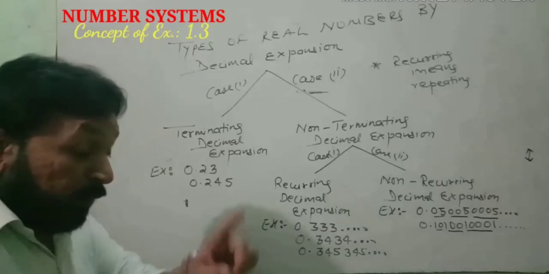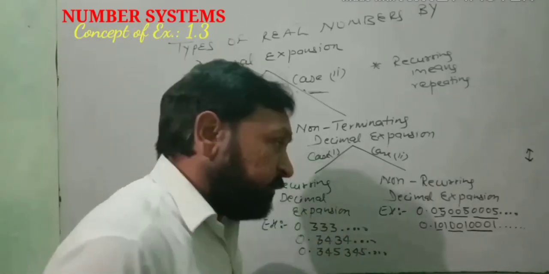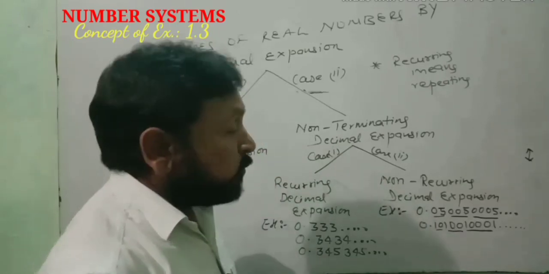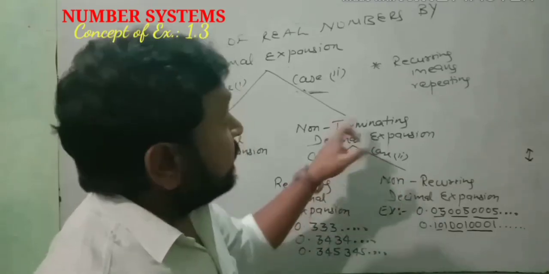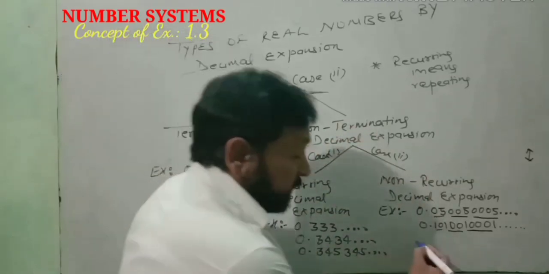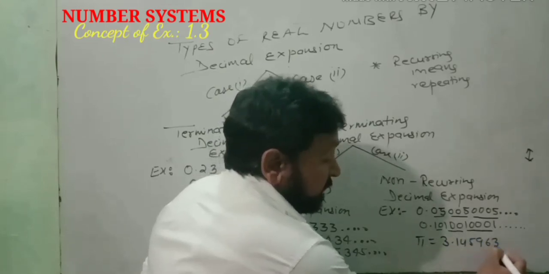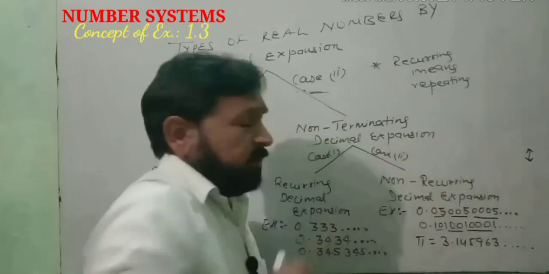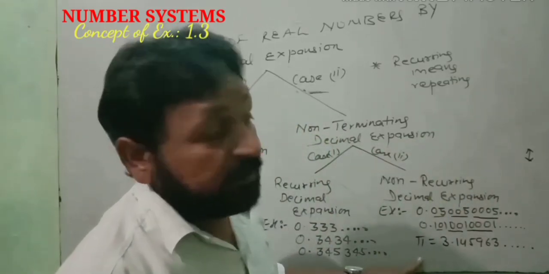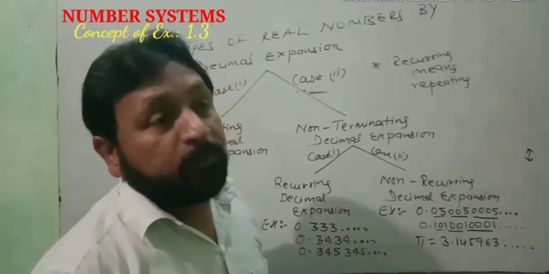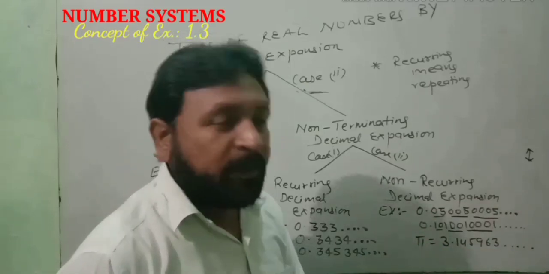Just see it once. One more thing, pi. We all know pi. Pi is also having this kind of decimal expansion, means non-terminating, non-recurring decimal expansion. Value of pi I can say 3.145963 dot dot dot dot dot. Value of pi is still uncountable. Means if I will try to count the value of pi, my whole life will go, but its value will keep on coming. It will never be over.